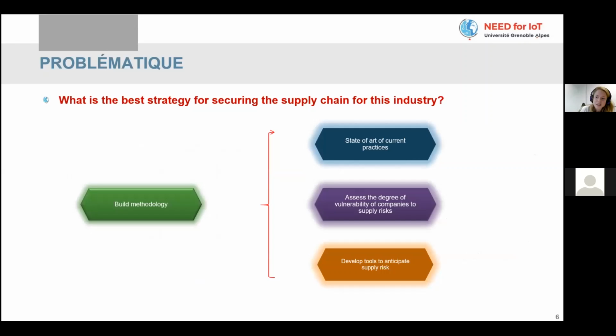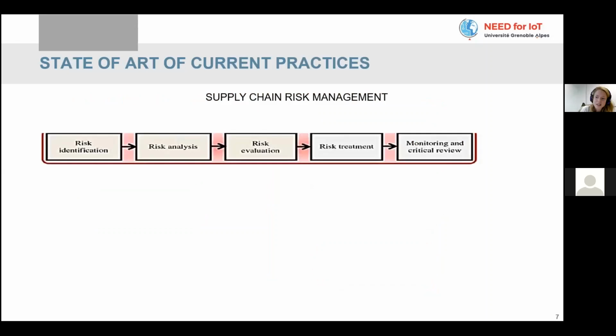Seeing all this, we ask a question: what is the best strategy to secure the supply chain of this industry? So we will begin with a state of the art. We know that we have to assess the degree of vulnerability of companies to supply risks. And we also have to develop tools to anticipate this supply risk, because we need to be proactive. We don't just have to face crises when they arrive. So we can manage these risks.